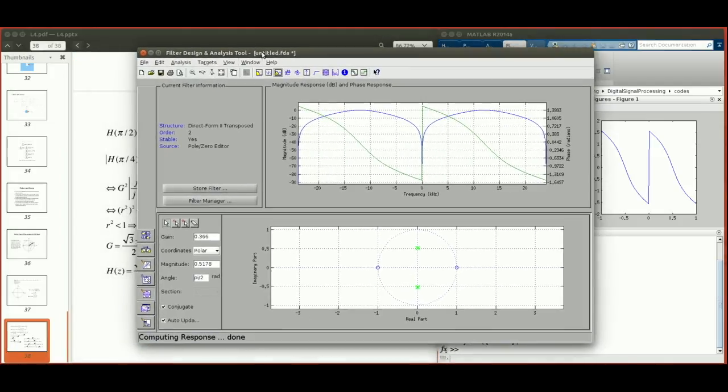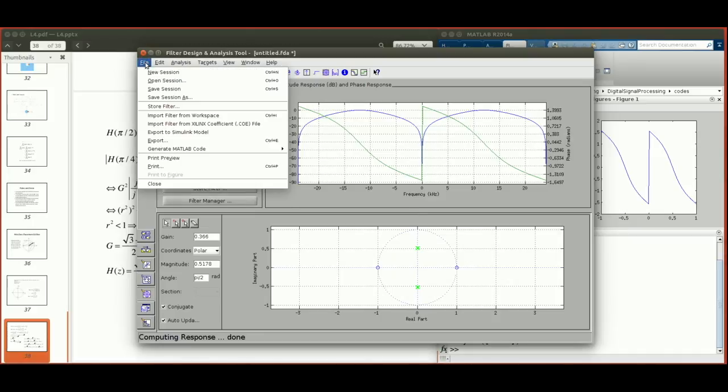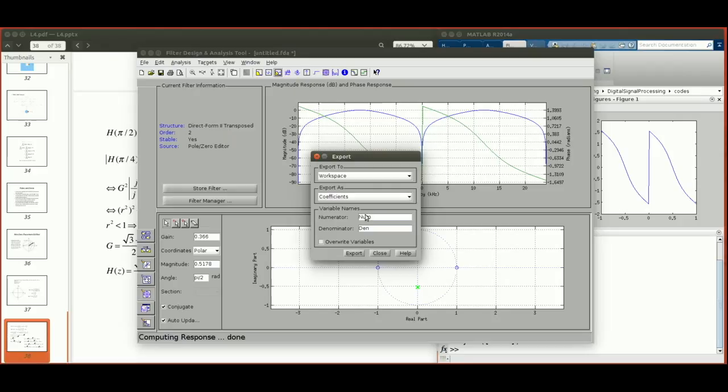So you can use this. It's called an FDA tool, filter design and analysis tool, to design a filter by placing poles and zeros in this kind of a pole zero diagram, right? And once you have finished computing this filter, you can choose to export it. There's an option in the file menu that allows you to export the filter, right?